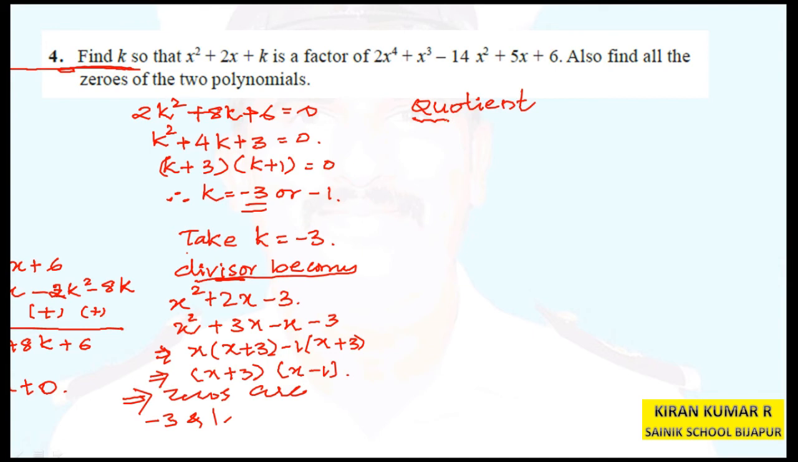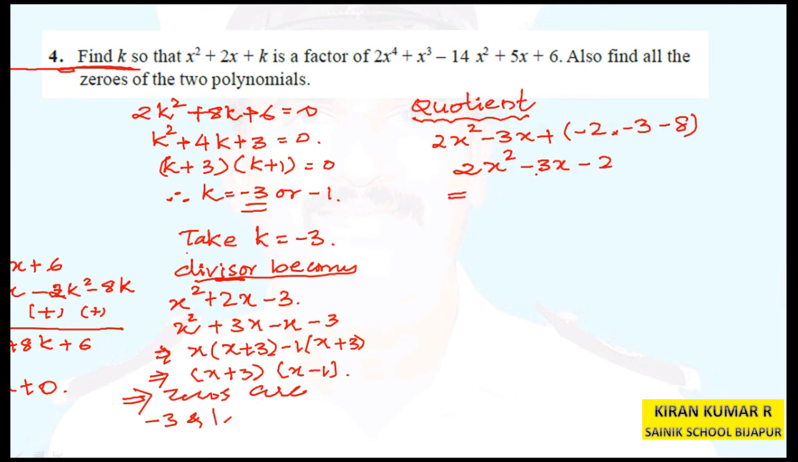Quotient will become 2x square minus 3x plus, minus 2 times of minus 3 minus 8. Simplify this, we will be getting 2x square minus 3x minus 2.